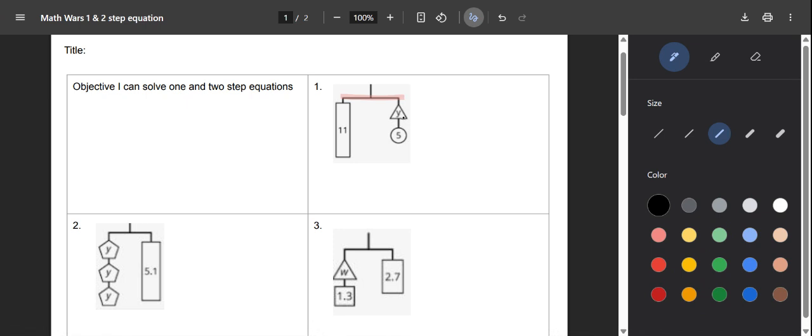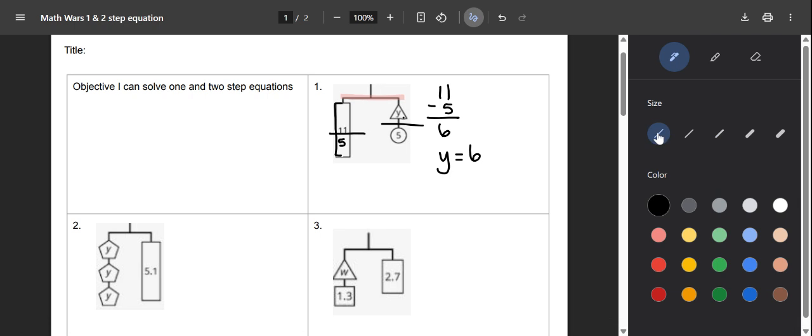In order to do that, I need y by itself. So I would cut off 5 from this side. If I do that, it will go unbalanced. So I also have to remove 5 from this side. Well, it had 11, so to find out what is left, I do 11 minus 5. That gets me 6. That tells me that y must equal 6.